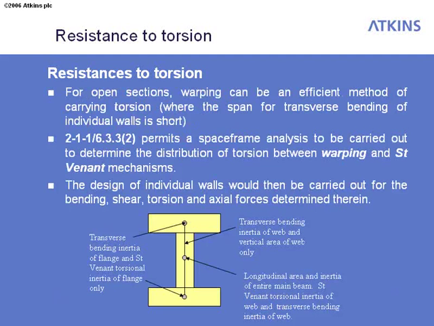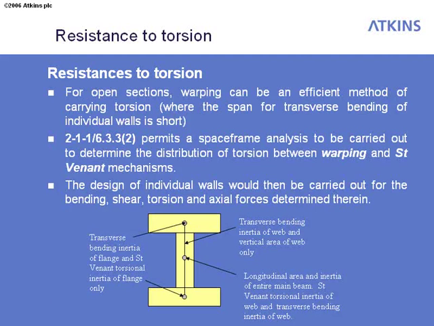There's one clause, clause 6.3.3, paragraph 2, which basically gives you some hints if you actually want to determine the true distribution of torsion between the warping mechanism and the Saint-Venant shear flow mechanism. Then it says that you can either set up something like a shell FE model, or you can do a simplified space grillage type model.